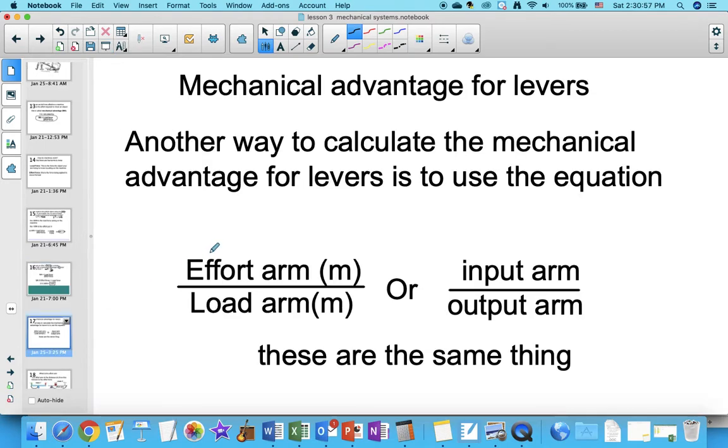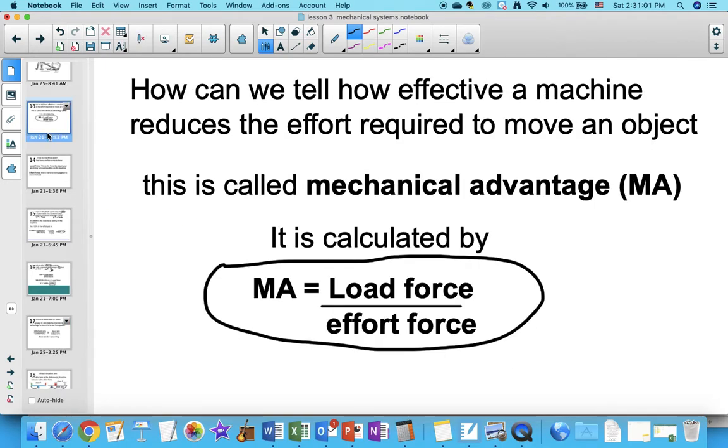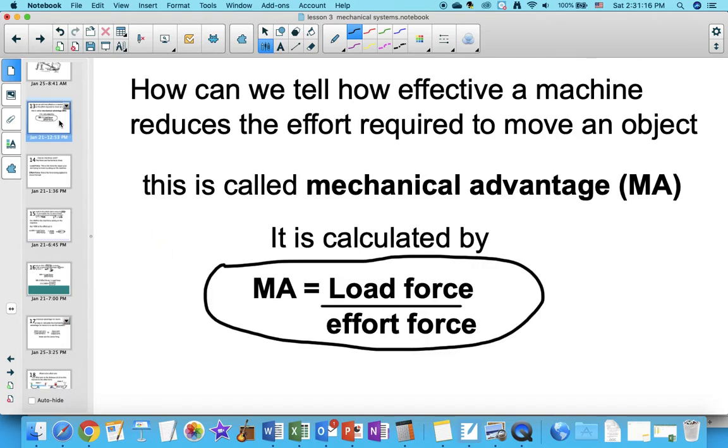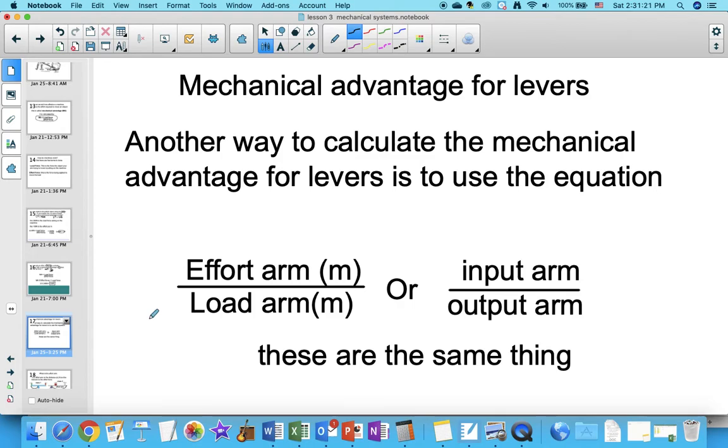So there's another way to calculate mechanical advantage. You could do one, which is load force over effort force, but you can also do effort arm over load arm. Another way to call this is input arm over output arm, but they're the same thing. So you could calculate mechanical advantage in levers using load force over effort force, or effort arm over load arm.